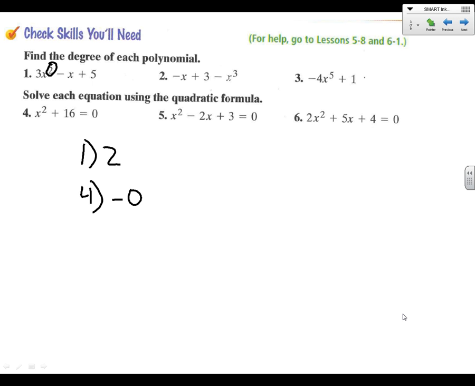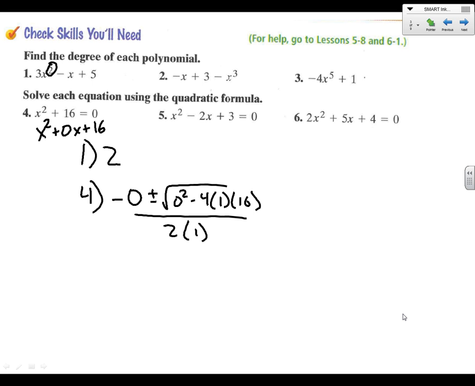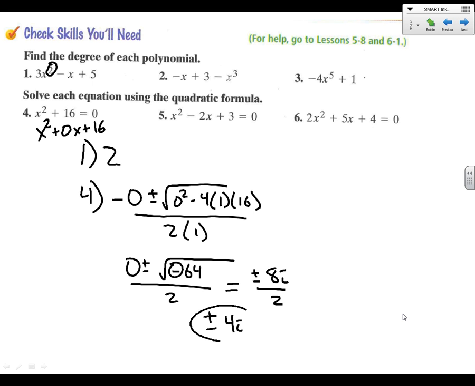Negative 0. B is 0 here because this is x squared plus 0x plus 16. Plus or minus square root of 0 squared minus 4ac all over 2a. And we've got 0 plus or minus the square root of negative 64 all over 2. So that's plus or minus 8i, i because of the negative, all over 2. So plus or minus 4i. Right? Square roots of negatives, we get imaginaries.